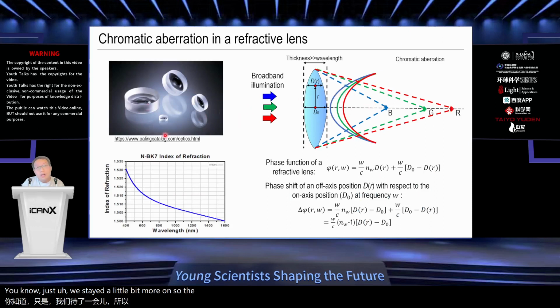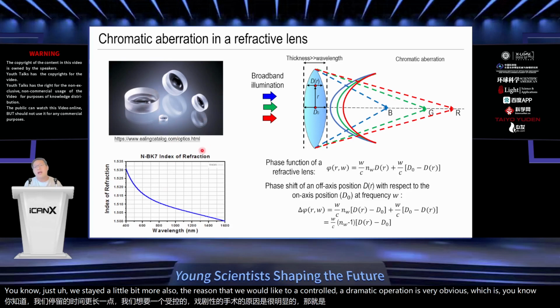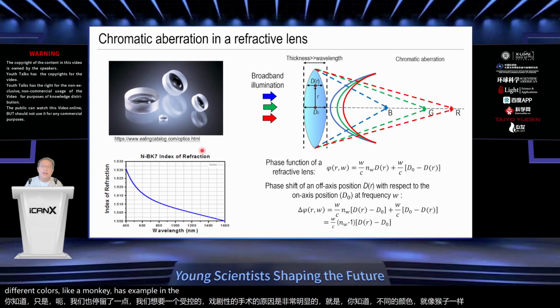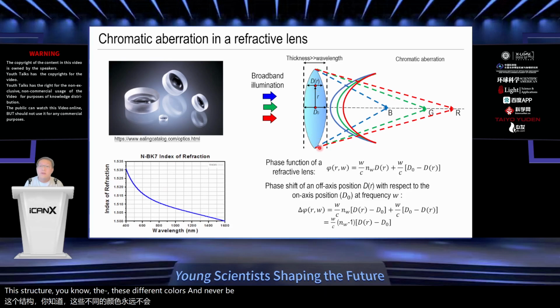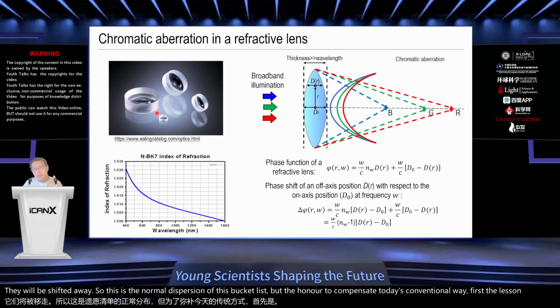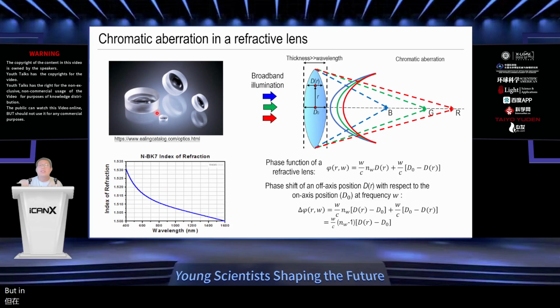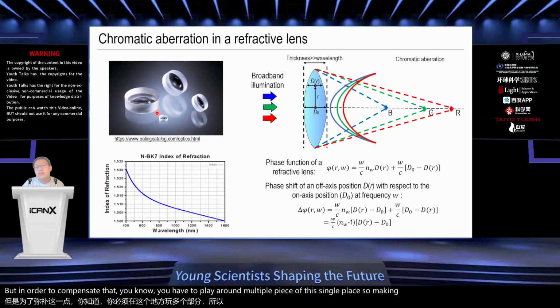The reason that we would like to control the chromatic aberration is very obvious: different colors, like Mengjie's example in the waveguide, have a dispersion, right? The lens structure also has a dispersion, which means if you're shining broadband light on a single lens structure, these different colors can never be focused down to a single spot. They will be shifted away. So this is the normal dispersion of a bulky lens. In order to compensate conventionally, first, the lens is already bulky and very thick, but you have to play around with multiple pieces of this single lens, making the device even bulkier, right?